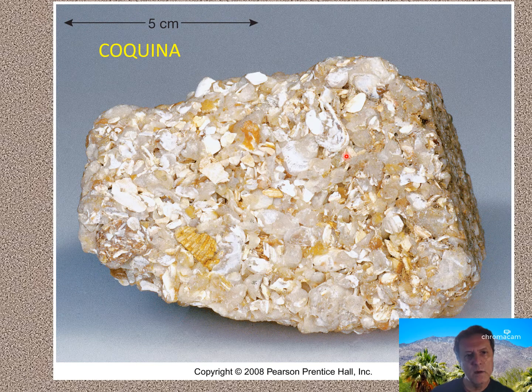Why did they get there? Well, perhaps these shells were tossed around by surf, by waves, and broken up into pieces, deposited in layers primarily of shell, and then buried, compacted, and cemented into this rock that we call coquina.